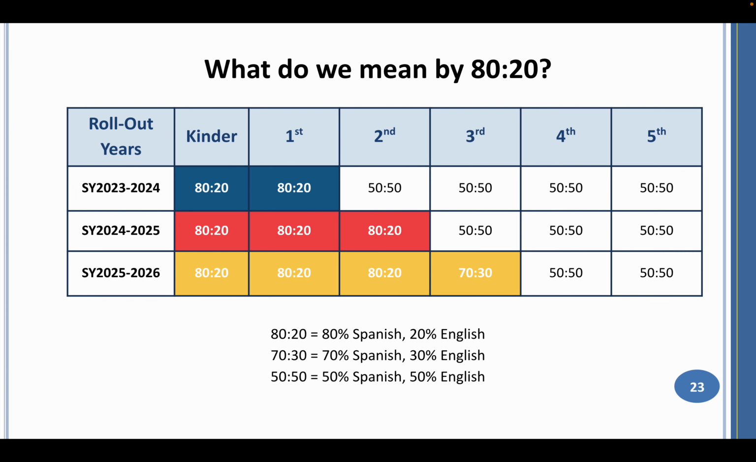As you can see in this table, kinder and first grade implemented the 80-20 model this year. Next school year, second grade will transition to 80-20, and in school year 2025-2026, third grade will use a 70-30 model.